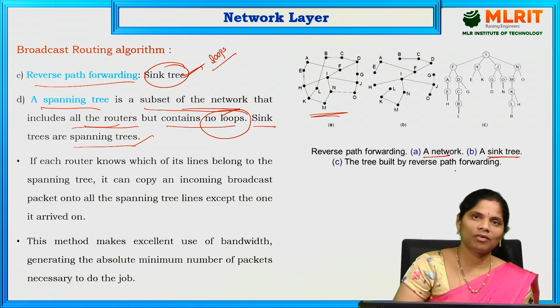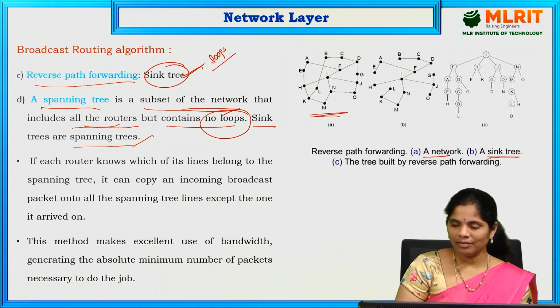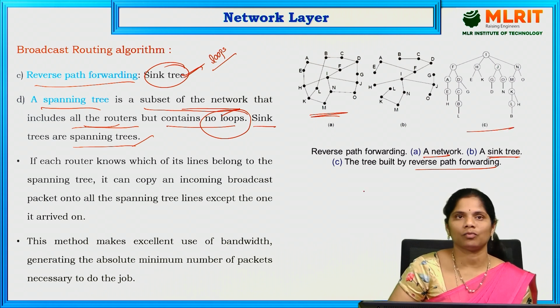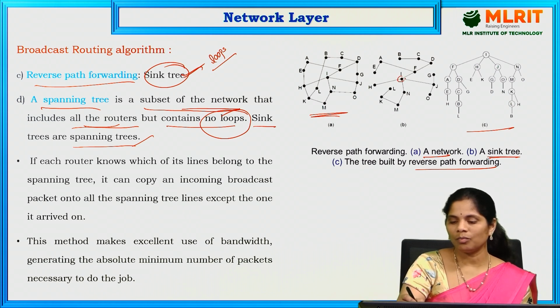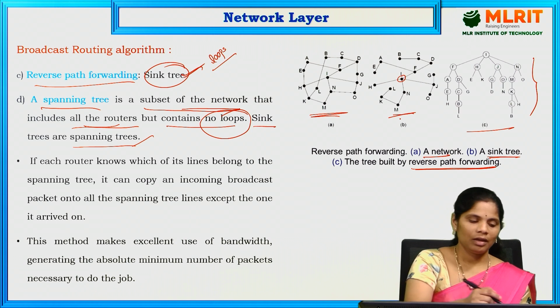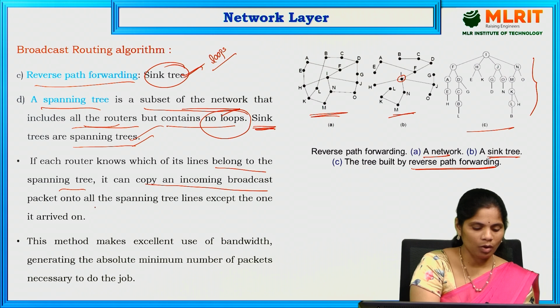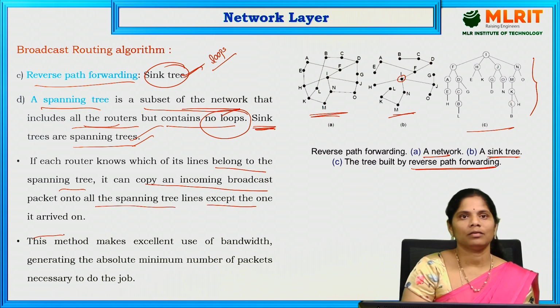That is the reverse path forwarding. In reverse path forwarding, we have to draw the routers in a hierarchical manner. Whatever nodes are there, you have to draw all the routers from the main node in a hierarchical manner. That is reverse path forwarding, drawn based on the sink tree. All sink trees are spanning trees. So each router knows which of its lines belong to the spanning tree. It can copy an incoming broadcast packet onto all of the spanning tree lines except the one it arrived on.